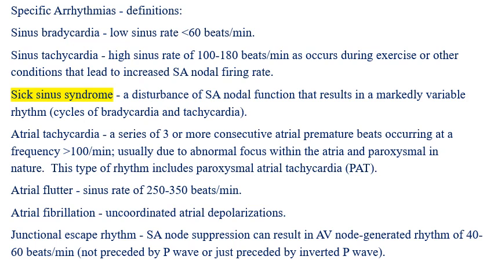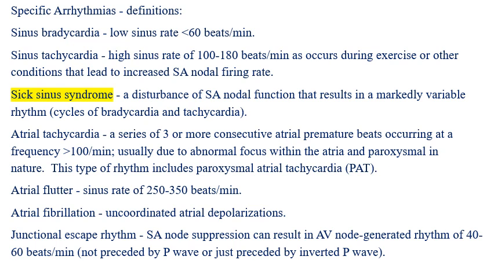Sick sinus syndrome, a disturbance of SA node function that results in markedly variable rhythm, is called bradycardia-tachycardia syndrome. The hallmark of sick sinus syndrome is that the rate does not increase with atropine above 70, and it is associated with some degree of block and variable attacks of bradycardia and tachycardia. So to diagnose a person with sick sinus syndrome, you have to find one of these features.